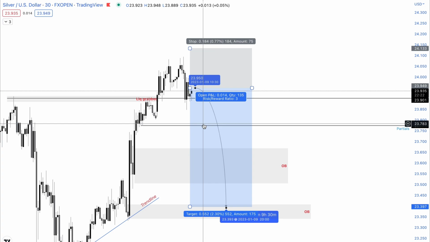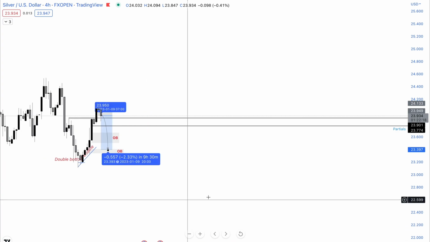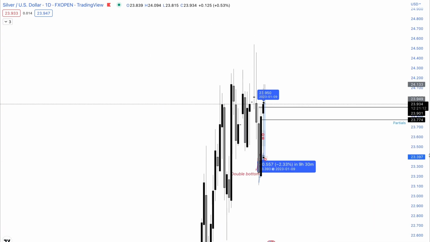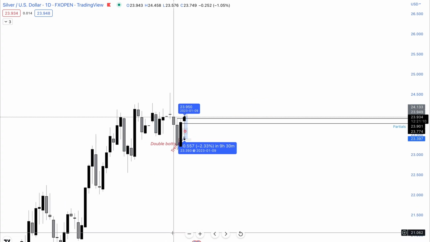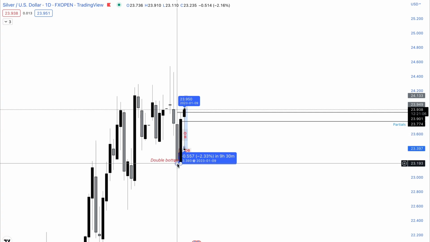Because what I'm afraid of is, if you go here to the 4 hours time frame, for example, you'll see that we had a double bottom through to the downside as well, right there. It's more clear on the daily time frame. As you can see, we had a double bottom right here, and then this double bottom is also grabbed through to the downside.